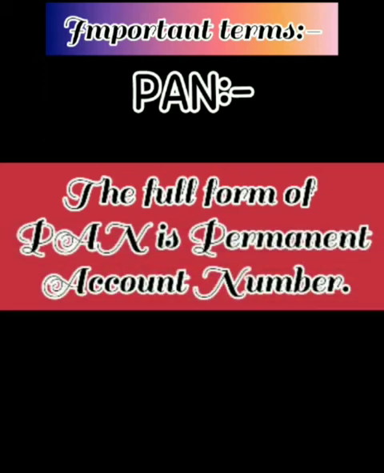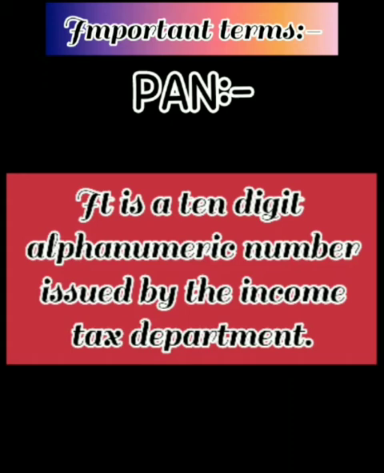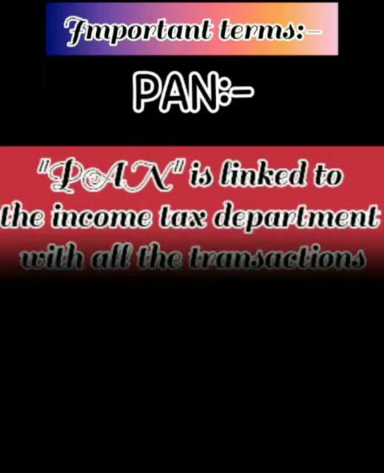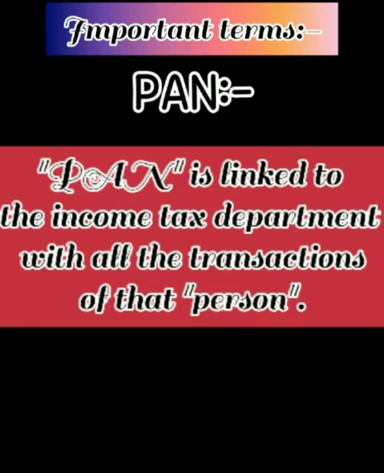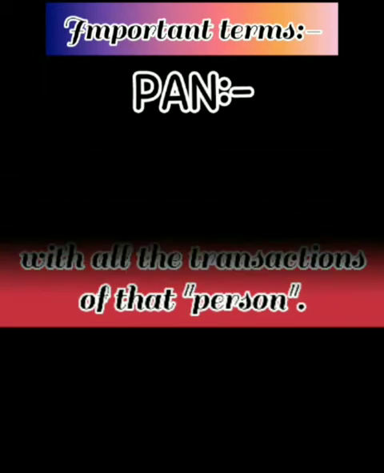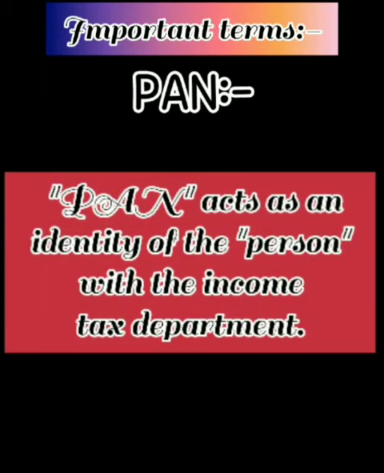The first one is PAN. The full form of PAN is Permanent Account Number. It is a 10-digit alphanumeric number issued by the Income Tax Department. Now, here alphanumeric means this number consists of alphabets and numbers as well. PAN is linked to the Income Tax Department with all the transactions of that person in the business. PAN acts as an identity of the person with the Income Tax Department.